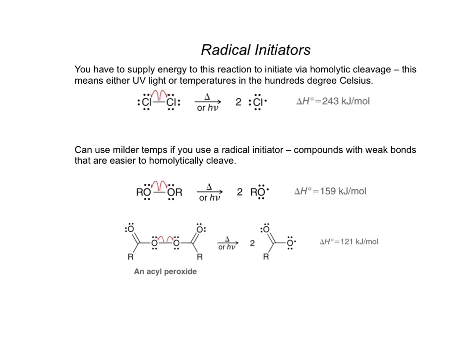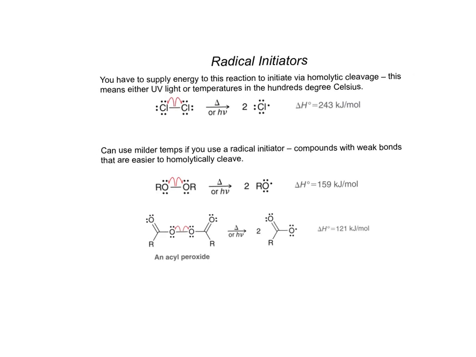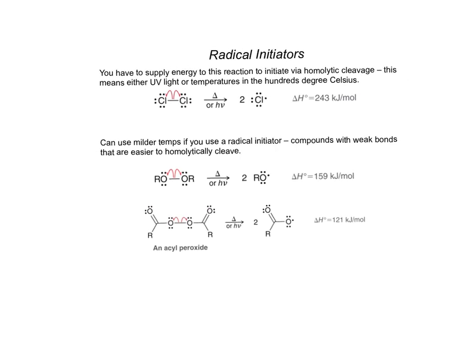All right, so now in this last little bit for today, what I'm going to talk about is something called radical initiators, okay? So we've already mentioned that the initiation step, or the homolytic cleavage step, requires energy. Specifically, it requires quite a bit of energy, and that can come in the form of heat, which is what we represent as our delta, or this could also come in the form of light, okay?